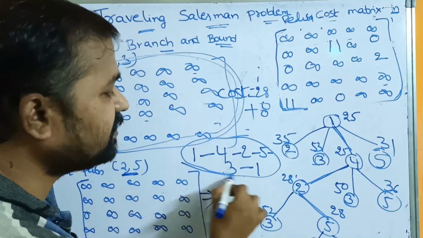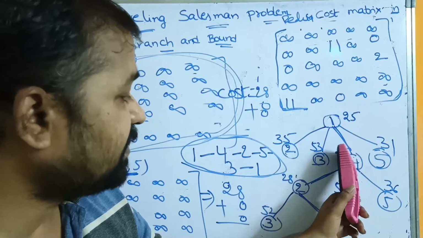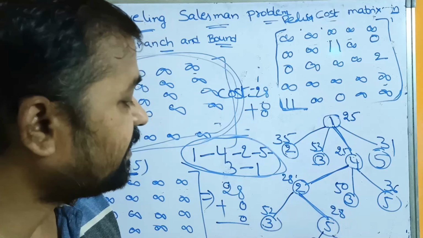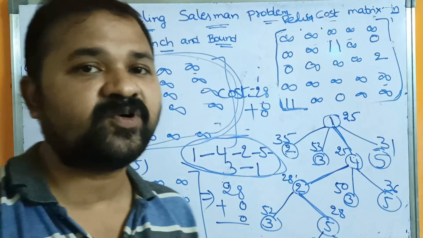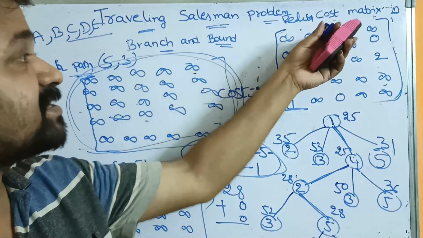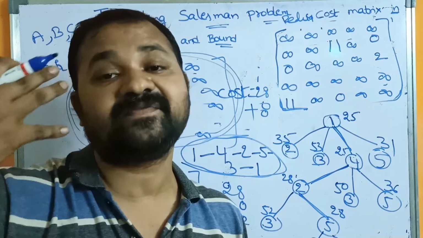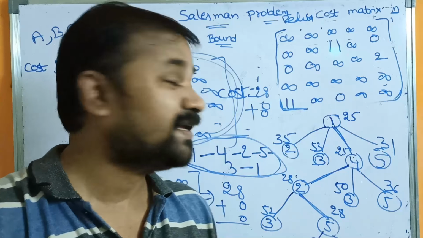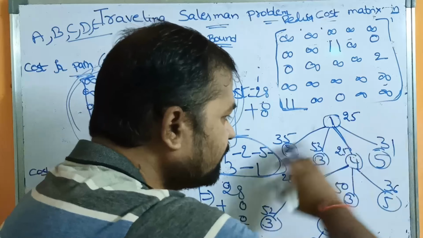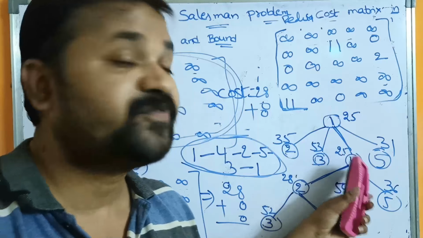This order gives the shortest distance. So what is the distance? 25 plus 25 plus 28 plus 28 plus 28. So this is about the traveling salesperson problem using least cost branch and bound. Here in each iteration, we are finding the least cost. Based upon the least cost only, we are exploring that node.